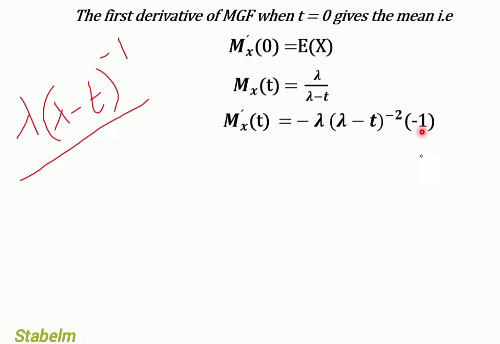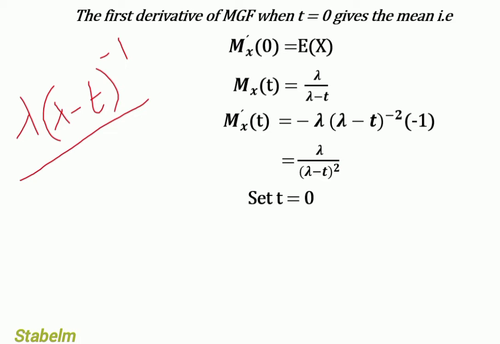Now going further, this minus 1 will neutralize this negative here, and we can avoid this raised to power minus 2 by bringing it down to the denominator side, and it becomes positive. So this is equal to lambda divided by lambda minus t all raised to the power of 2. This is the derivative. Now we need to set t equal to 0. So set t equals 0.